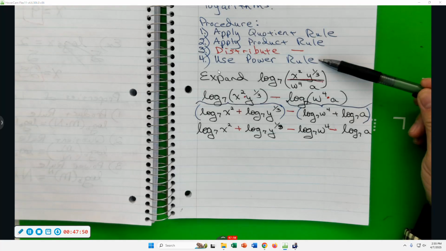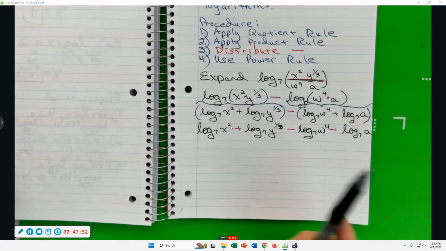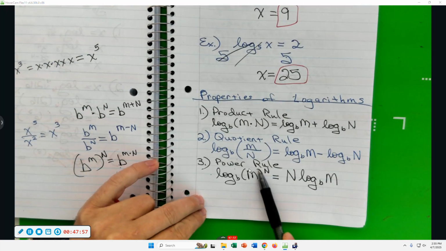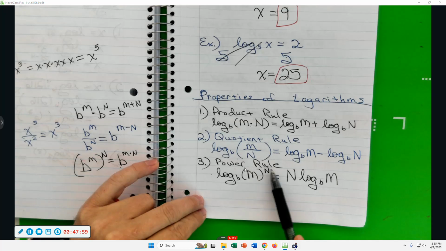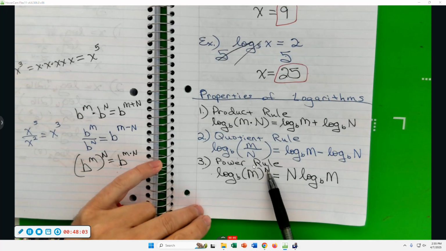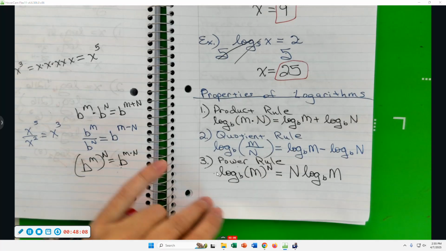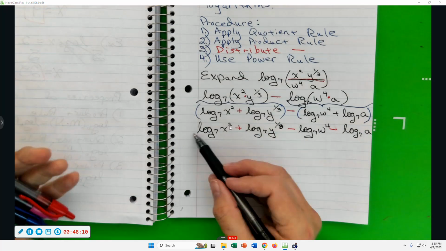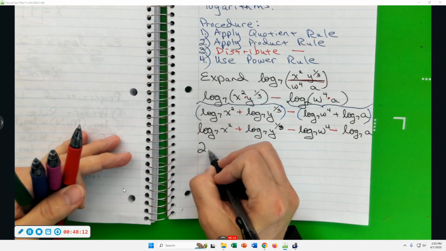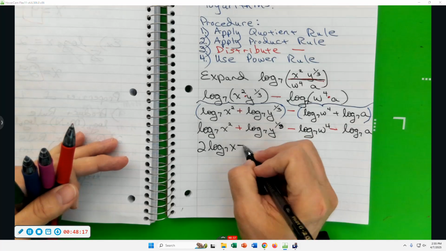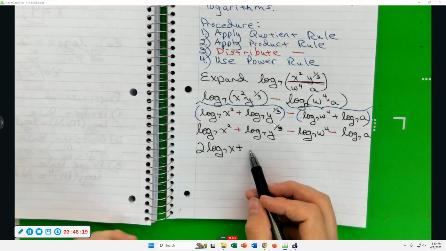Use the power rule. Remember the power rule says if you have an exponent that's applied to the entire argument, you can bring it down as a coefficient. An exponent applied to the entire argument can be brought down as a coefficient. Bring the 2 down. 2 log base 7 of x plus, will I have a coefficient on the second one? If so, what is it?